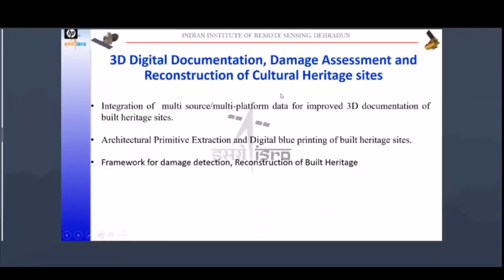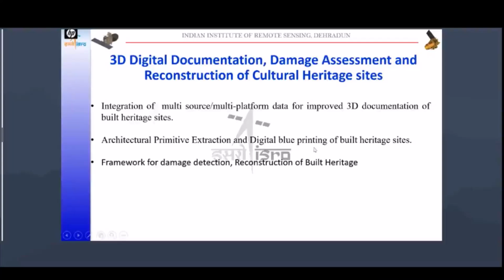Now, I will begin with 3D digital documentation. The entire workflow has been arranged in 3 parts: documentation, damage assessment, and then reconstruction of the heritage sites. So first, the data acquisition techniques and integration of multi-source and multi-platform data to enable improved 3D documentation of the heritage site. Then in the documentation section, architectural primitives have been extracted. So some sample primitives have been extracted and put into a digital library so that if these are broken or lost, then we can reconstruct them based on these samples that are available in the primitive library.